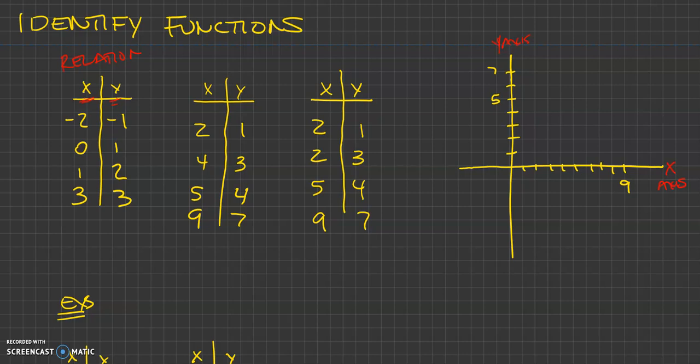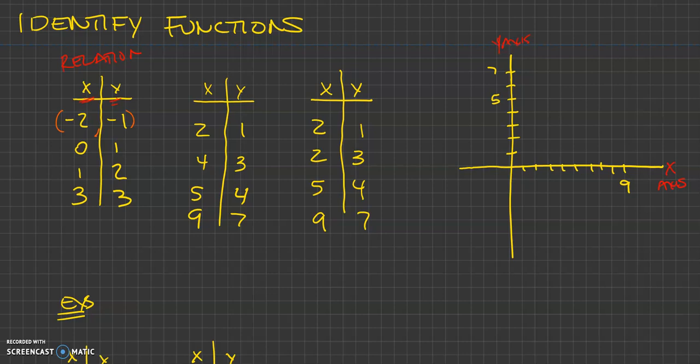But these numbers are ordered pairs, and so we could write them this way. We typically do not, but we could. We see -2 in the X and a -1 in the Y, 0 in the X, 1 in the Y, 1 in the X, and 2 in the Y, and so forth. And so that is a basic set of ordered pairs that are related to one another.